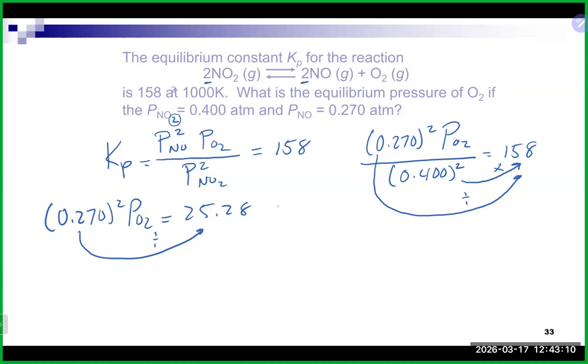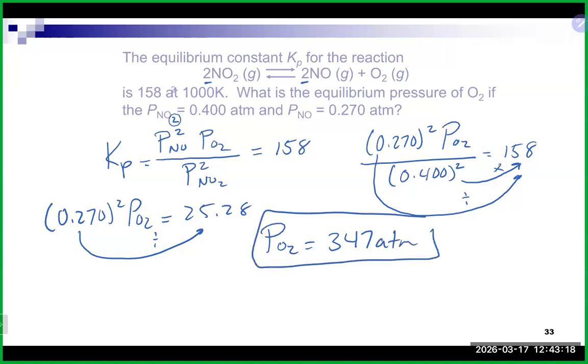Going to yield us maybe a partial pressure for O2 of about 347 atmospheres in this case. You do need some units here because this is not an equilibrium value. This is actually a pressure value, right? So the units would obviously be the same units that are associated with the others. Question on that calculation there.